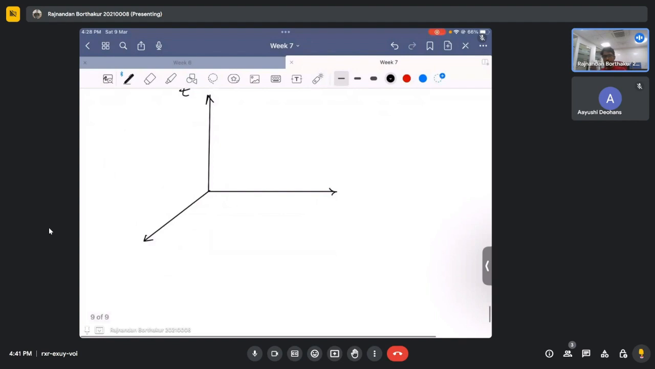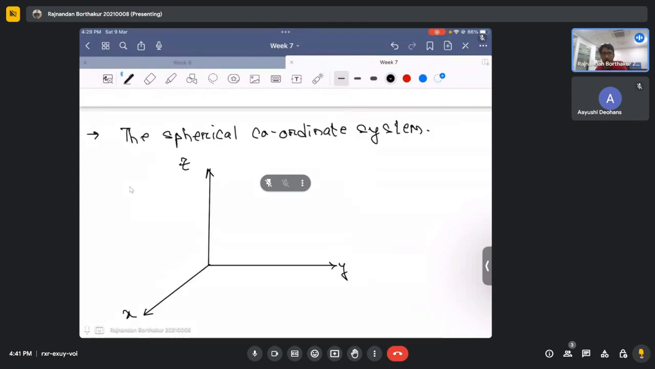Okay. Now in the spherical system, oops, I think my screen has just stuck. I don't know why. Can you see my screen? Okay, now it came. All right.